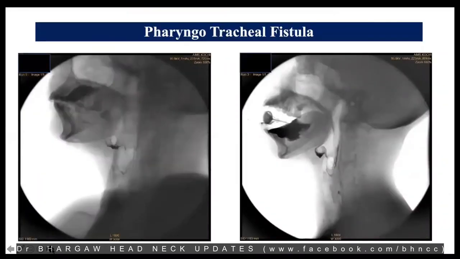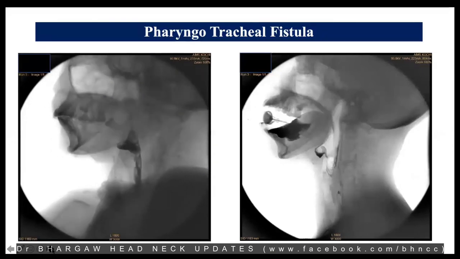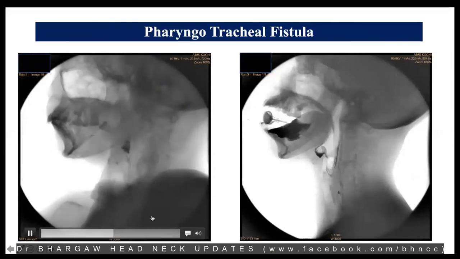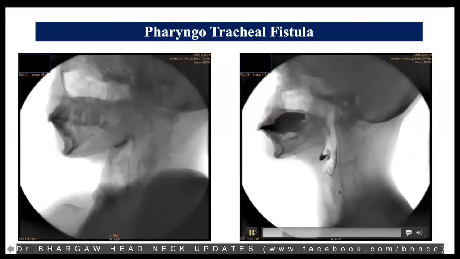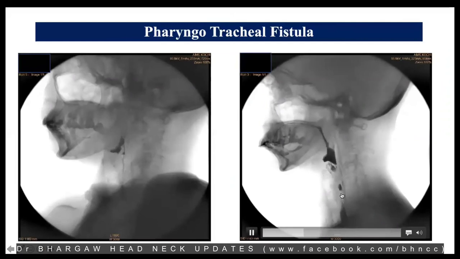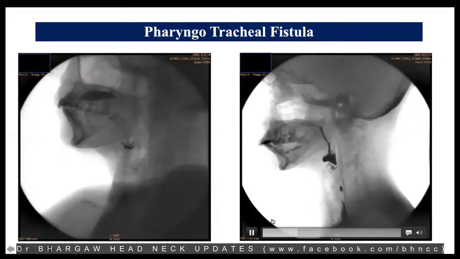So this is post-surgery. You can see the fistulous tract is all closed and the patient is swallowing. There's no aspiration and no spillover into the larynx or trachea. And you can see a bit of the strap muscle flap over there. It's like a finger protected over there.